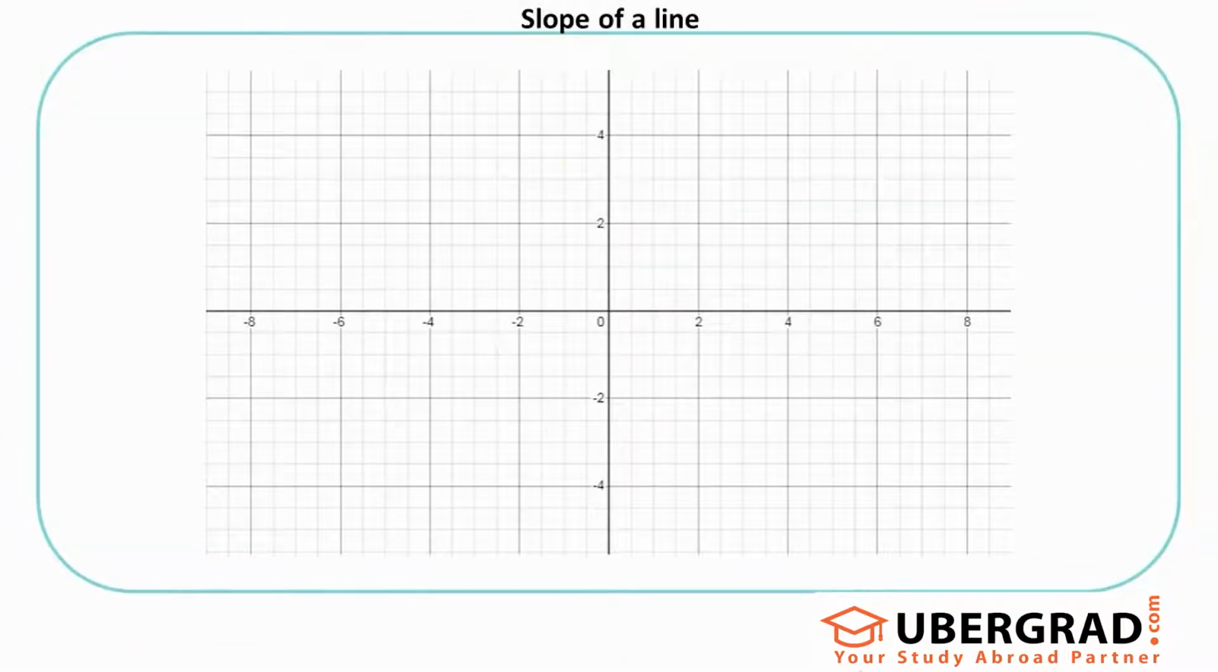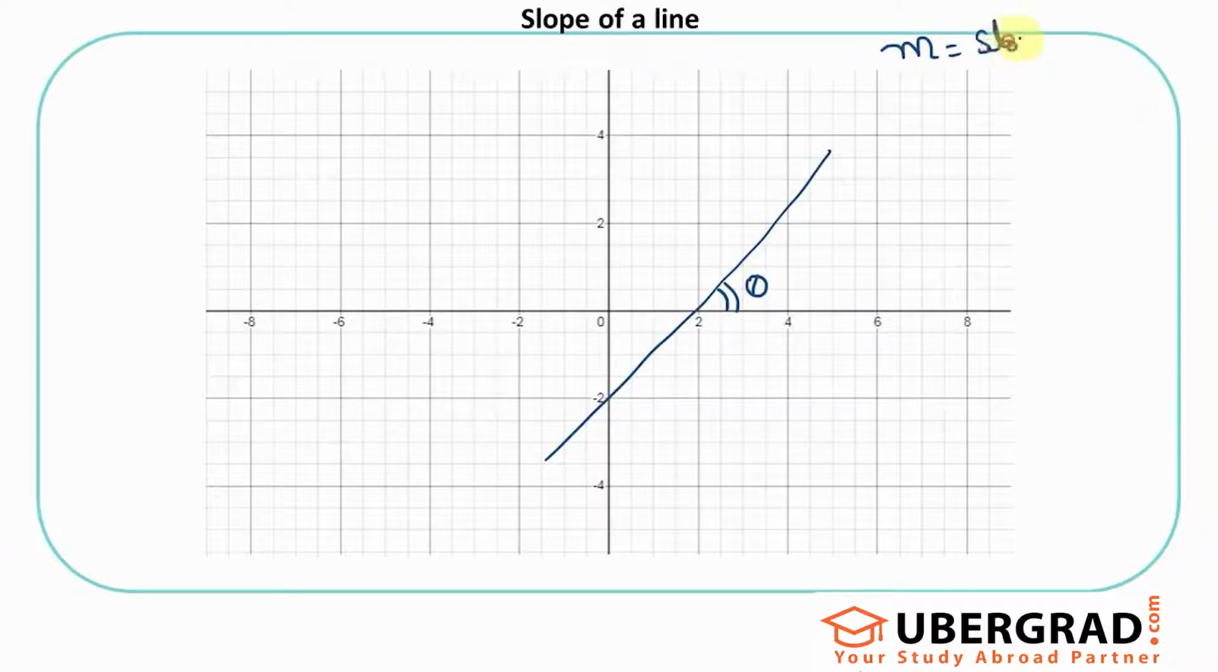So let's discuss the slope of a line. What is the meaning of slope of a line? Let's say I draw a line like this. This is a line, and what is its slope? The slope of a line is basically the tan of the angle the line makes with the positive x-axis. The slope is denoted by m.